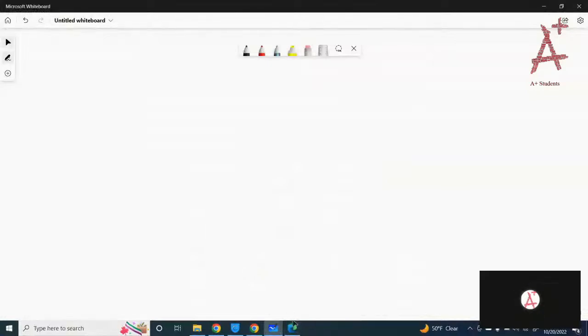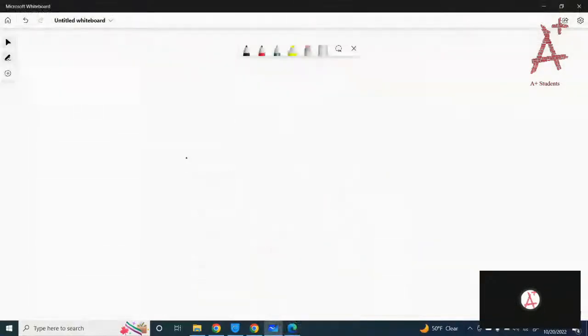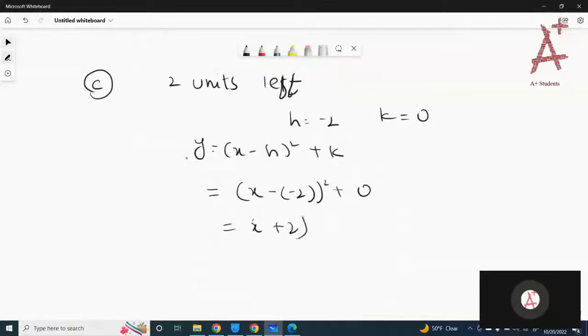How many units left? 2 units left. Okay, so left means it's a negative value. Got it? 2 units left. That means h is now -2 and k is 0. Just put the values in the equation y equals (x minus h) whole square plus k. So it would be (x minus -2) whole square plus 0. So it would be (x plus 2) whole square. That is the equation of the parabola. Got it?